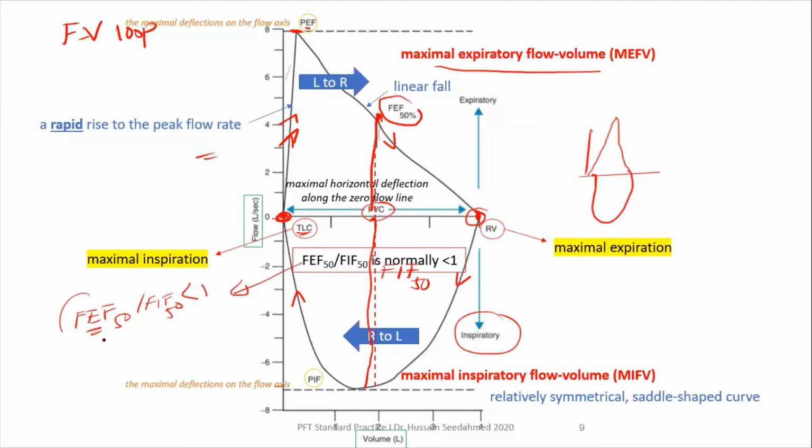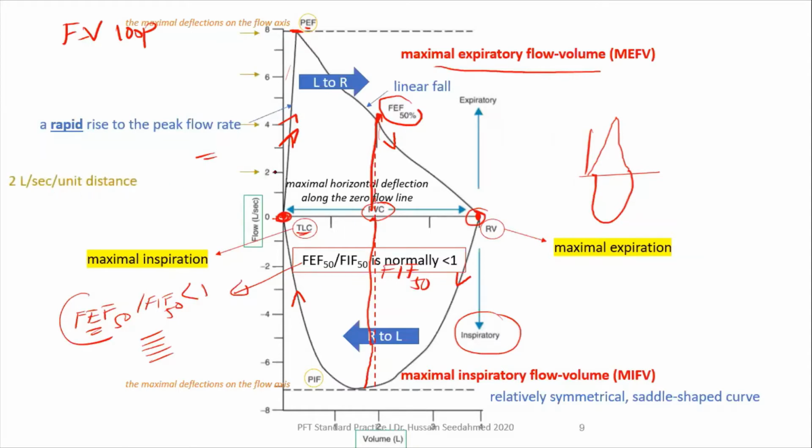So as I told you, please keep this piece of information in mind when we come later to talk about upper airway obstruction, because you can differentiate whether it is fixed or variable, intrathoracic or extrathoracic, by looking at this ratio. So this is the third curve, or the third figure in the spirometry, that is the flow volume loop.